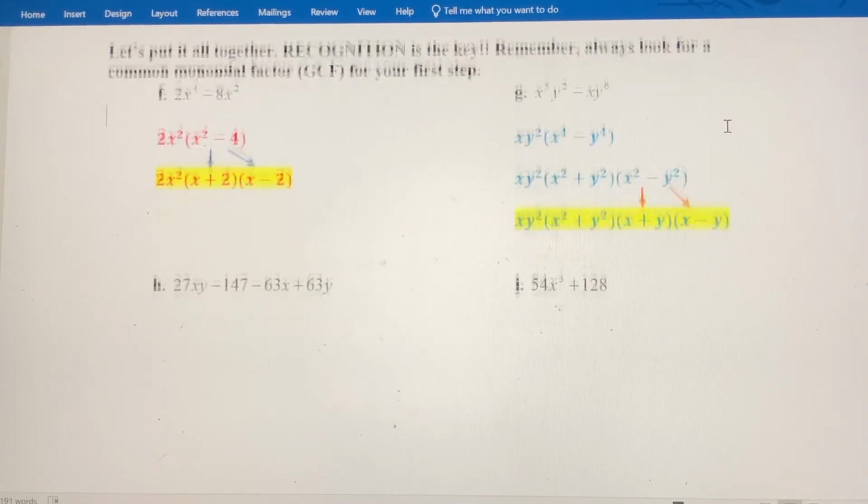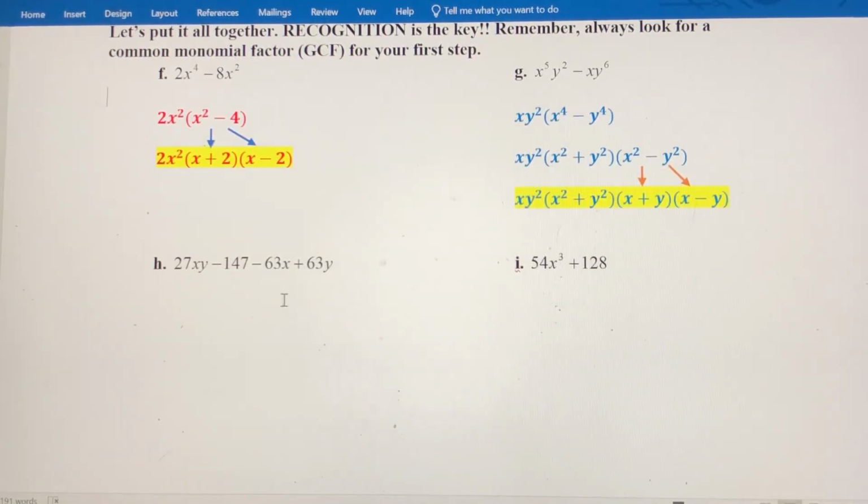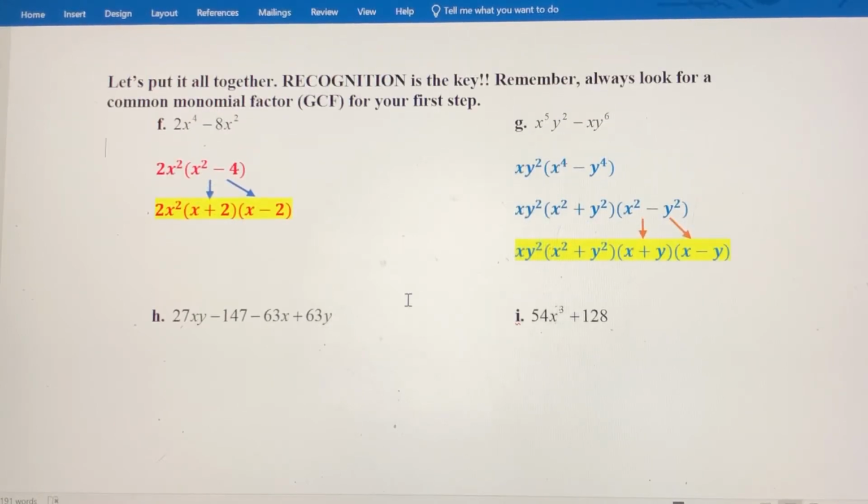All right, let's look at h. I've got 4 terms. So the first thing that comes to my mind is factoring by grouping, okay? But we always look for a GCF first, all right? So this is divisible by 3. Only 3 is what they have in common. So when I divide each of these 4 terms by 3, this polynomial with 4 terms is what I'm left with, okay? So that 3 is going to be part of my answer. We're just going to carry it all the way through the problem.